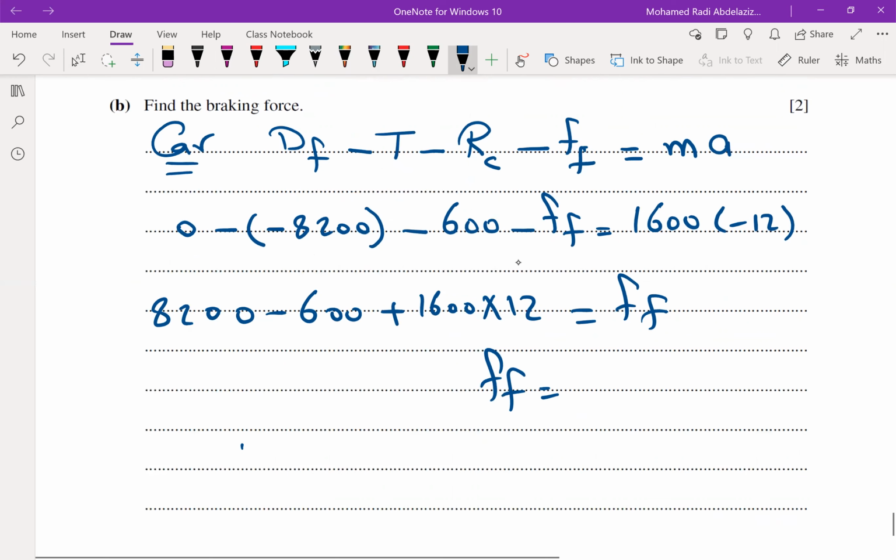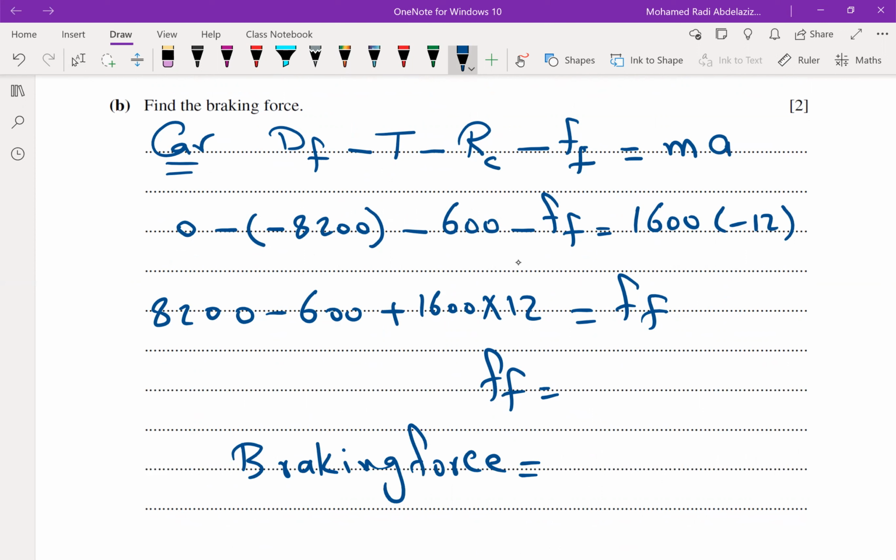So the braking force is 8200 minus 600 plus 1600 times 12. So the answer will be 26800.